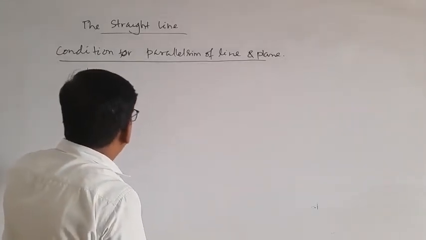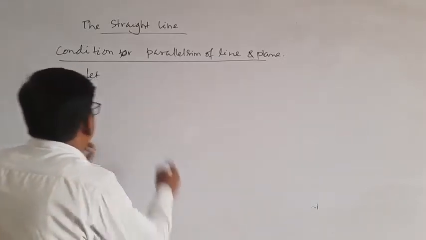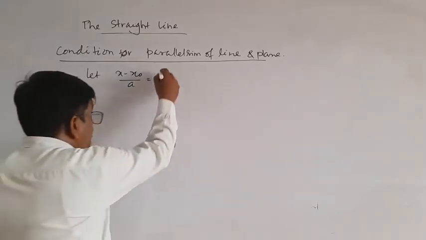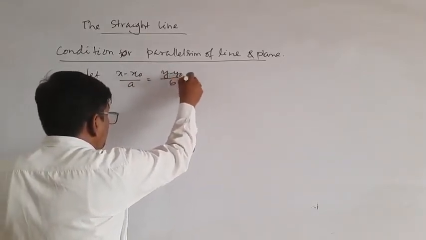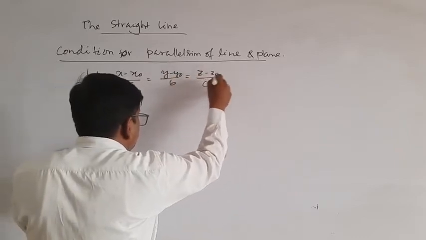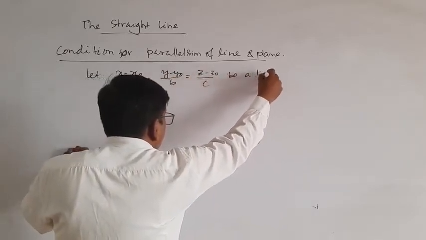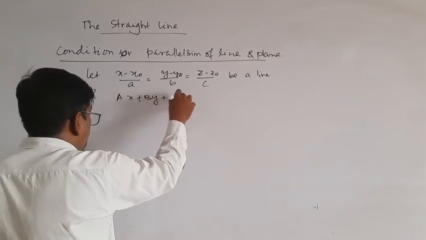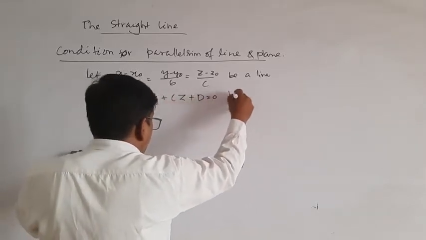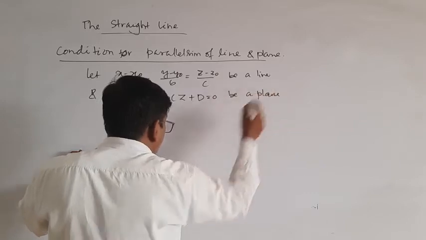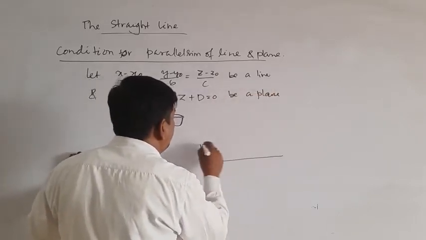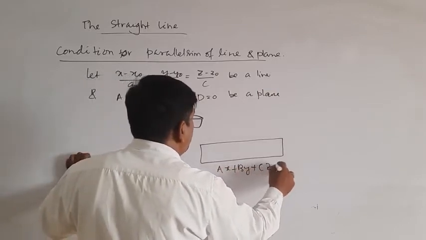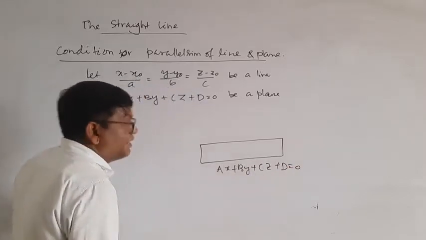Condition for parallelism of line and plane. Let (x minus x naught) by a is equal to (y minus y naught) by b is equal to (z minus z naught) by c be a line, and ax plus by plus cz plus d is equal to 0 be a plane. Observe the figure: this is the line, this is the plane ax plus by plus cz plus d is equal to 0, and the line is parallel.